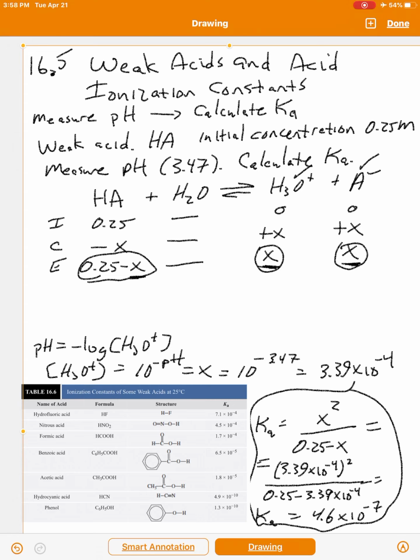Okay? So again, three types of problems. Finding the pH, knowing the initial concentration and the value of Ka. Finding the percent ionization, knowing the Ka and the initial concentration. And then the third one is going backwards, where we don't know Ka, but we do know the initial concentration, and we're given the pH, we can find Ka.